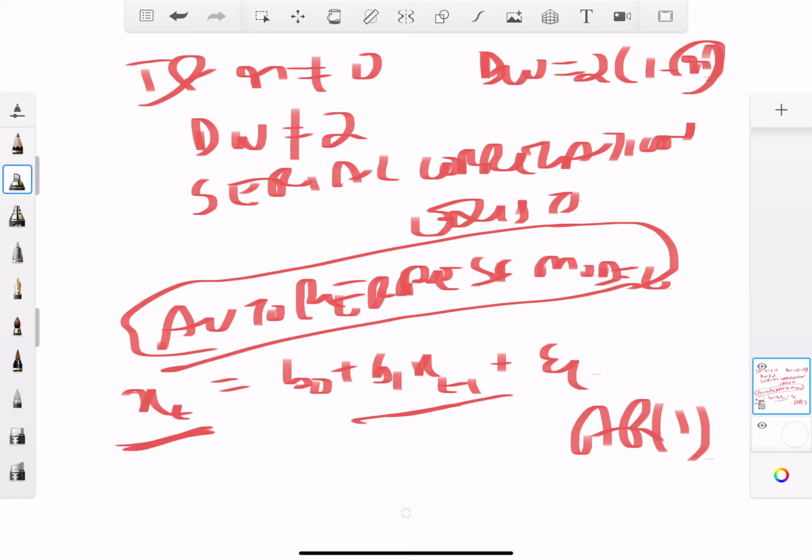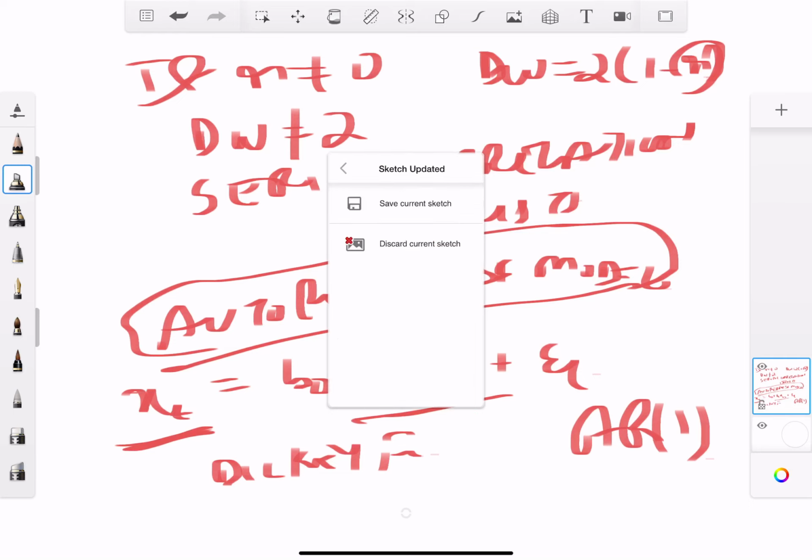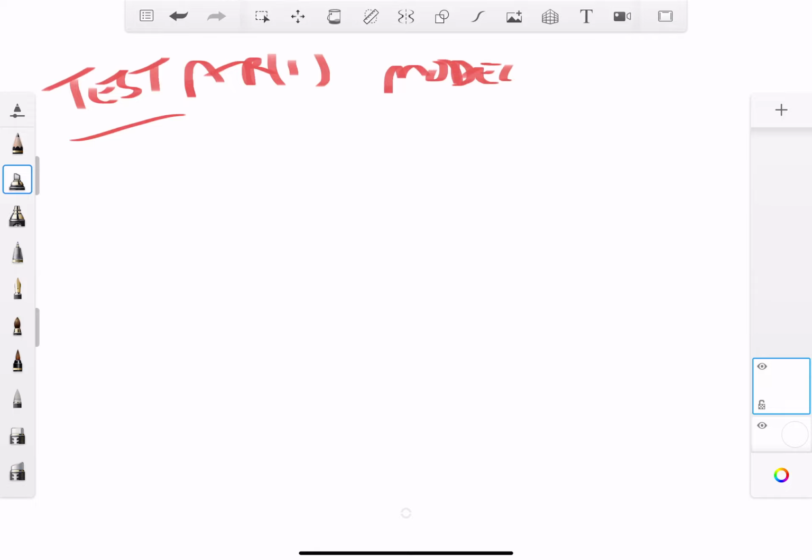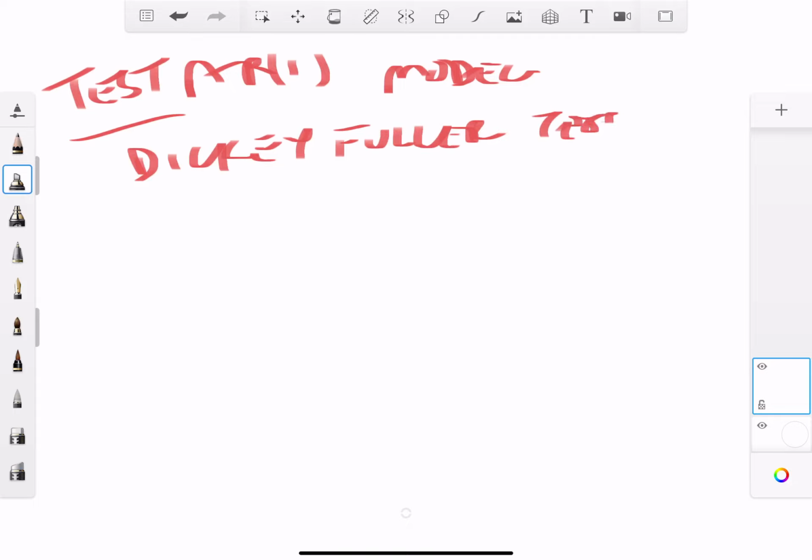We have to do some testing over here as well to see if we have an AR1 model. Is this really going to be a legit model that we're going to be using? How are we going to find out if this is a legit model? What we're going to be using is called the Dickey Fuller test. So to test an AR1 model, you're using a Dickey Fuller test.